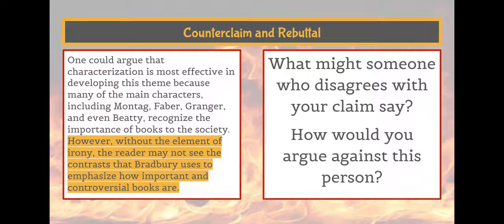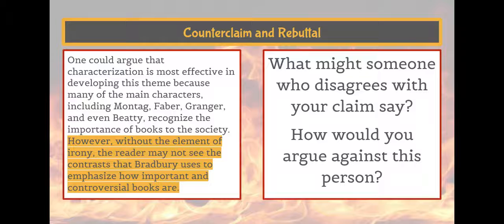You need to include a counterclaim and rebuttal in an argumentative essay in order to recognize an argument your opponent might make and then refute the argument. When you're writing the counterclaim, remember to think, what might someone who disagrees with my claim say? For this essay, you need to think about another literary device or element that someone could argue more effectively shapes the theme that you chose. To write the rebuttal, you need to think, how would I argue against this person?